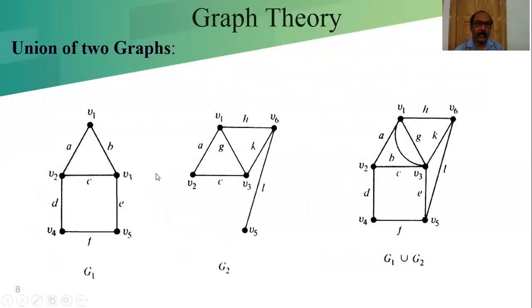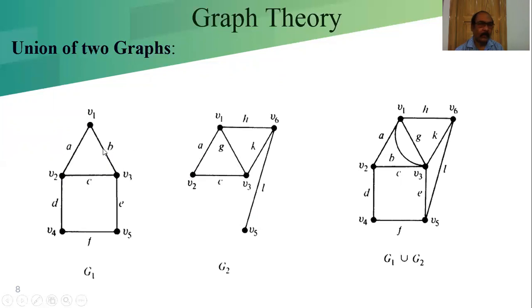Again, we are considering another example. This is one graph, and this is the other graph. What is the common part? This part is the common part only. That means V1, A, V2, C, V3, B. V1, A, V2, C. This is the G.